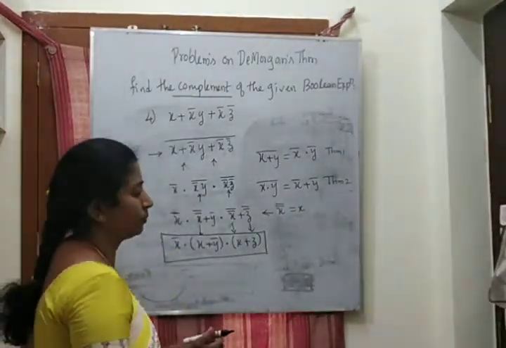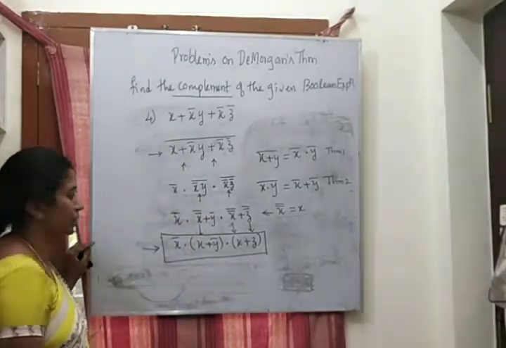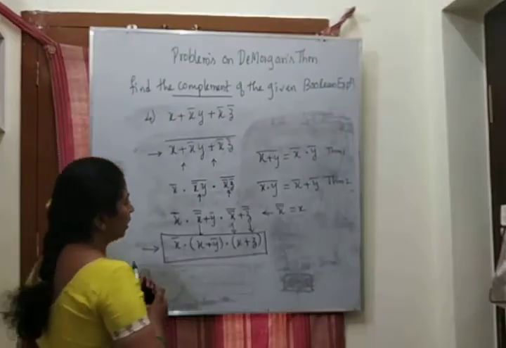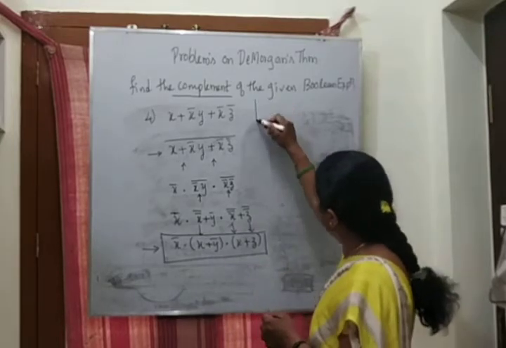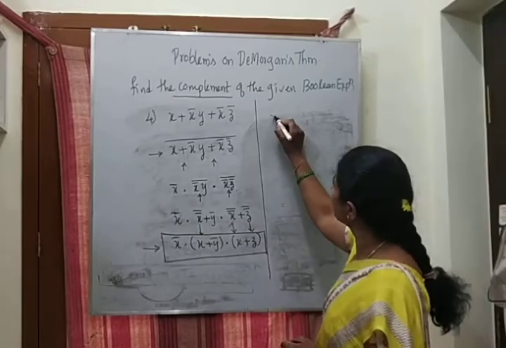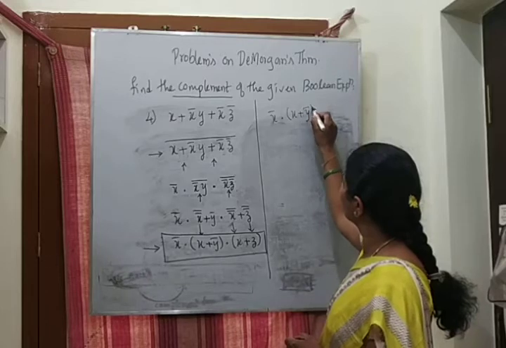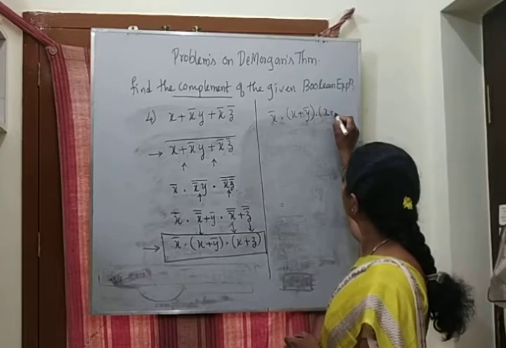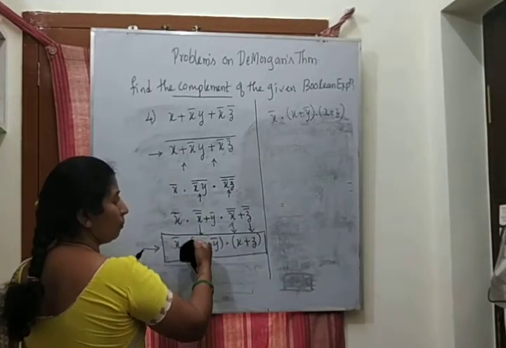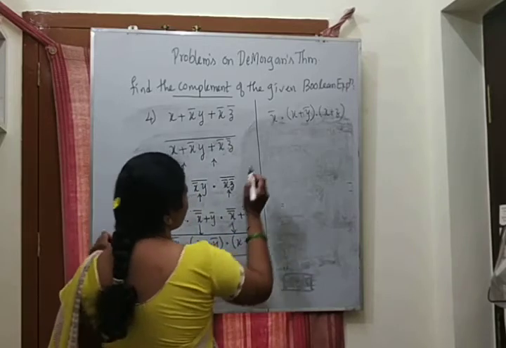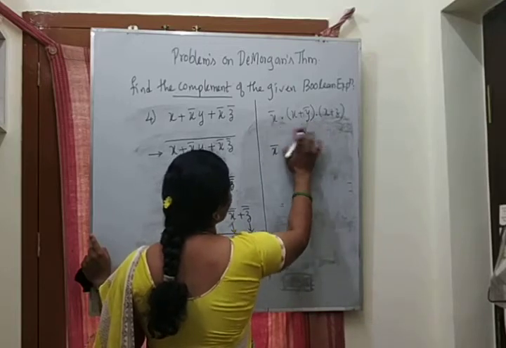So try to solve by taking this with the given expression. I'll copy down here the same expression. You try for these questions with the opposite form. Copy down the given expression: x complement into x plus y complement into x plus z. We are solving the complement with the given expression. We'll do this one. Apply here. First copy down the expression.